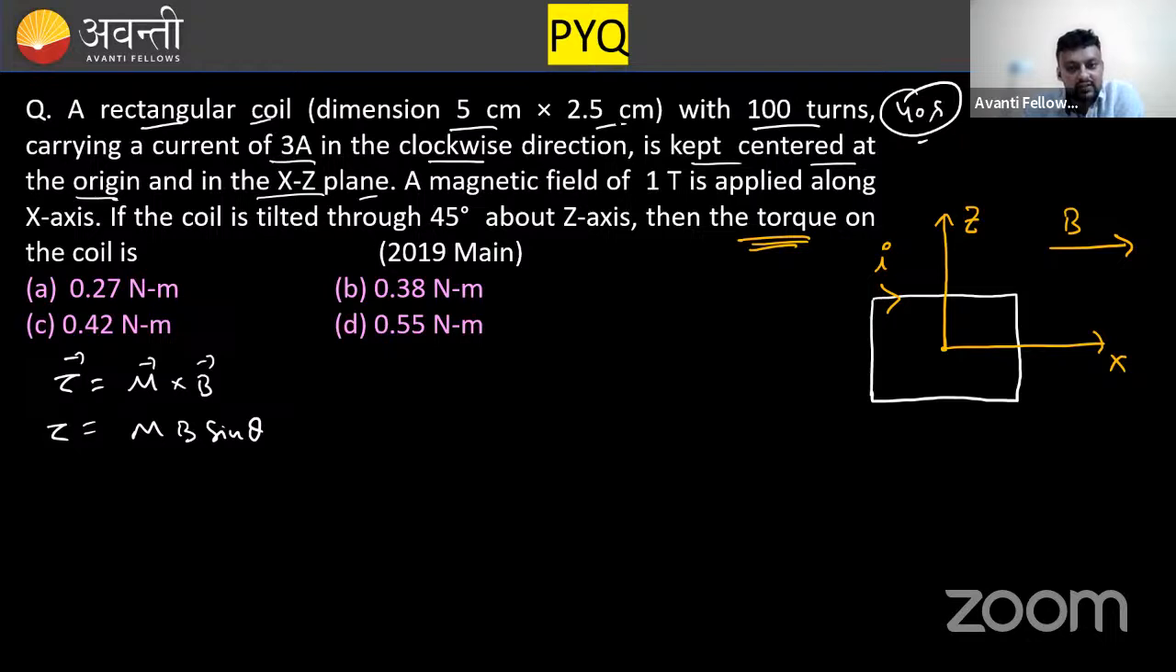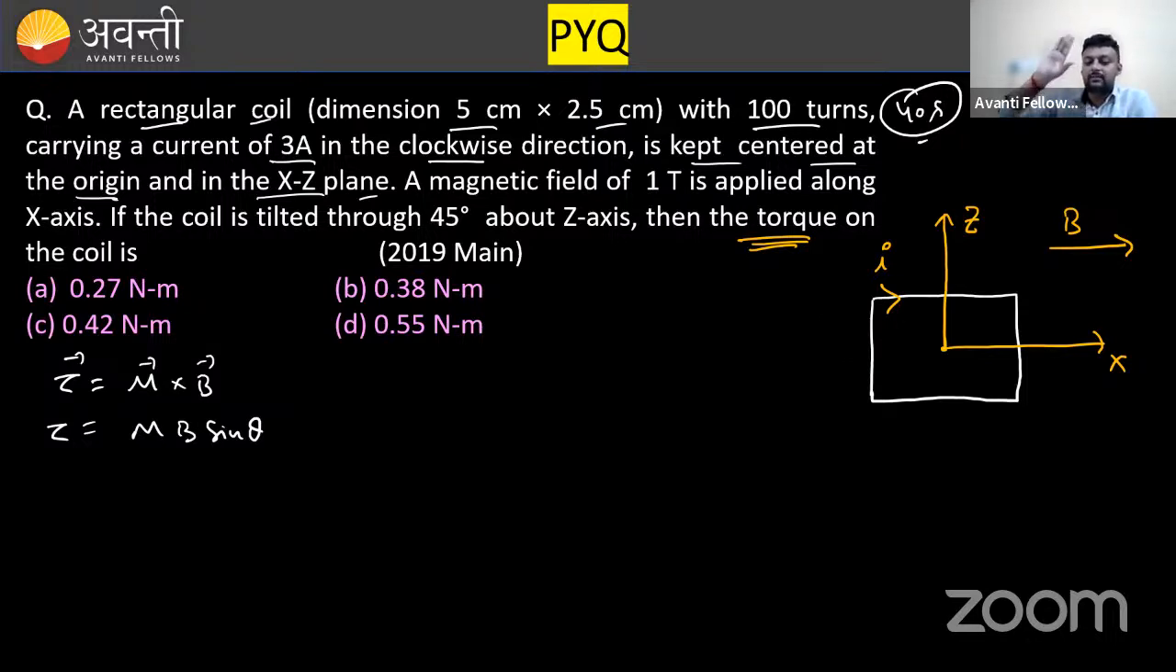Someone is saying the answer is A. Bhavnagar is saying option number A. Okay. So Bhavnagar, can you tell me one thing? What is the direction of magnetic moment of this coil? What is the direction of magnetic moment in this particular situation?